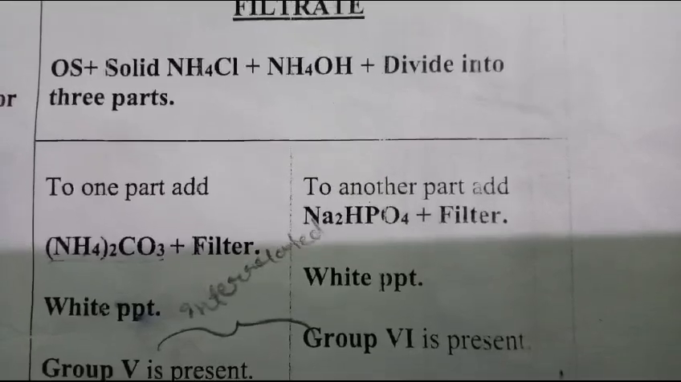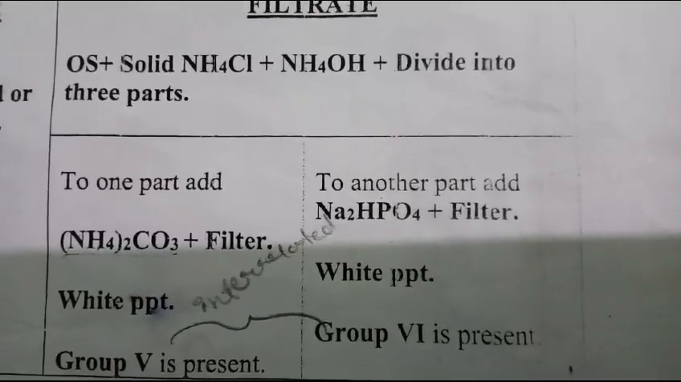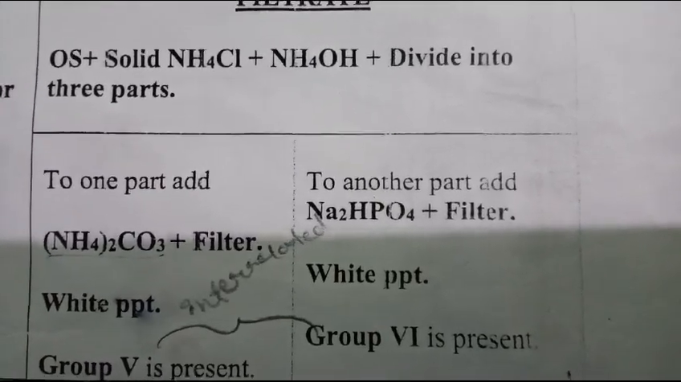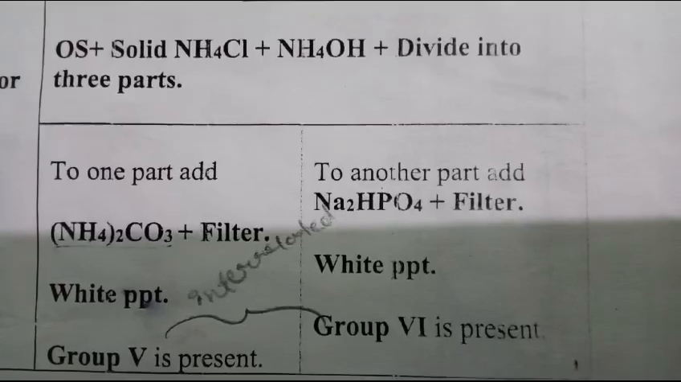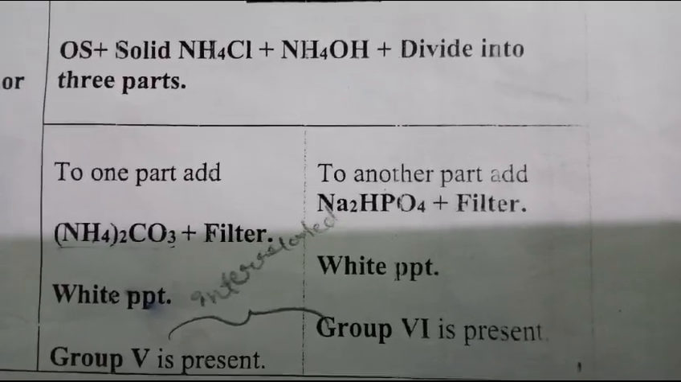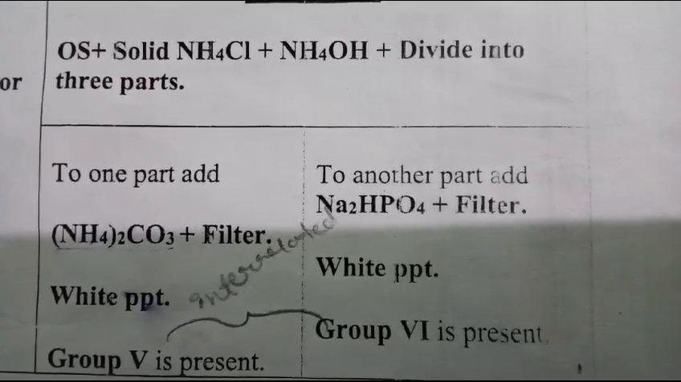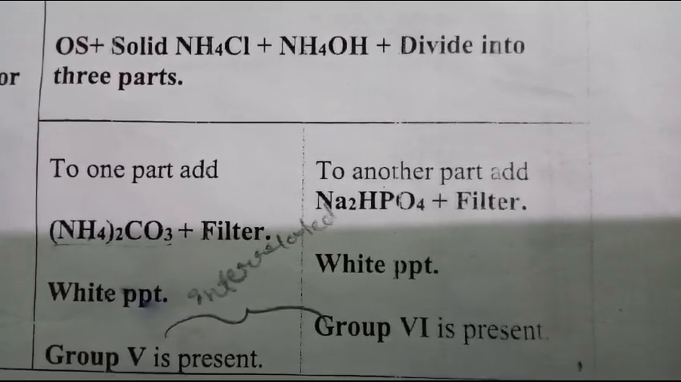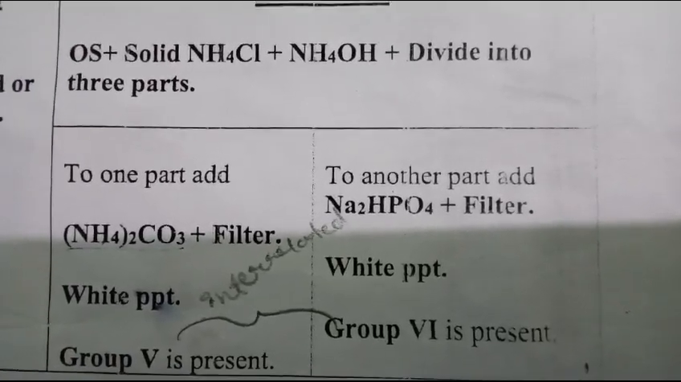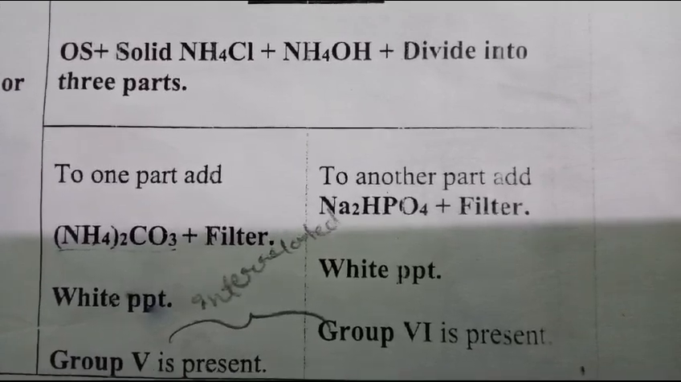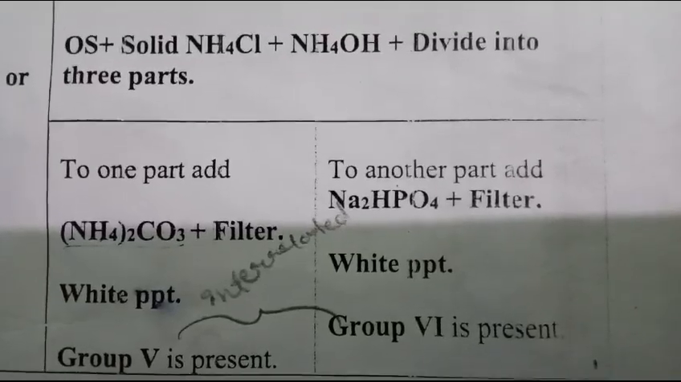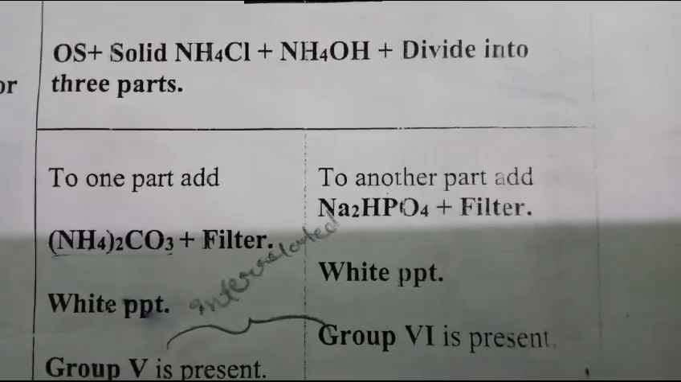To the other part you will add Na2HPO4. Then after filtering, if you get a white precipitate, that means group 6 is present. The one in which you get a white precipitate after adding Na2HPO4 is group 6, and the one in which you get a white precipitate after adding (NH4)2CO3 means group 5 is present. Then the group 6 procedure is like this.